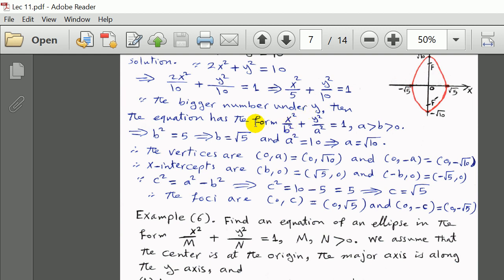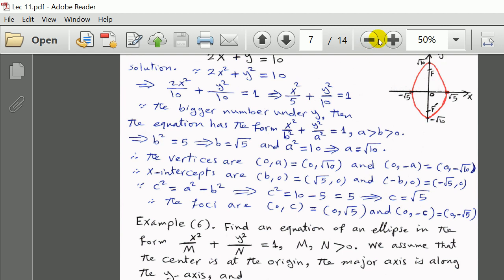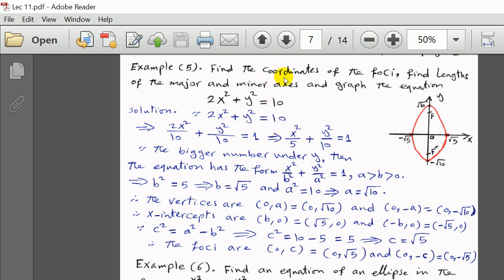The coordinates of the foci are (0, c) and (0, minus c), that is, (0, root 5) and (0, minus root 5). Also the x-intercepts are (b, 0) and (minus b, 0), and b equals root 5, so (root 5, 0) and (minus root 5, 0). And we can graph it: we put all these points on this figure and graph them. Thank you very much.